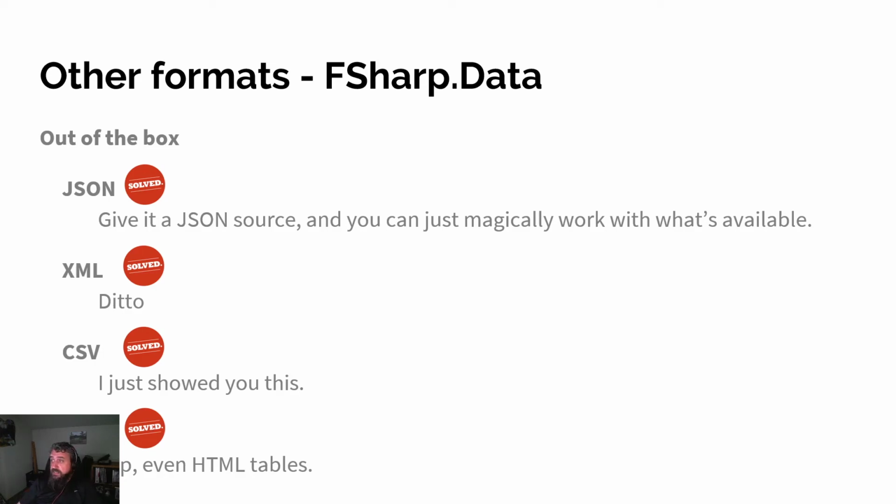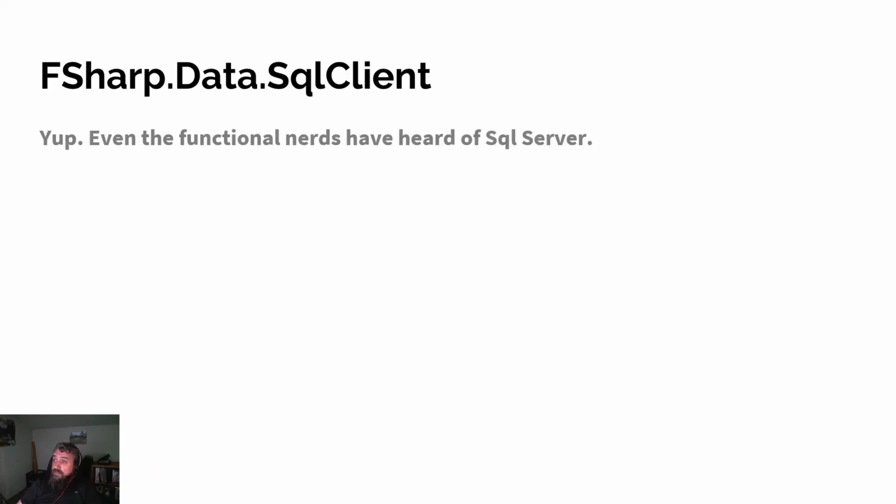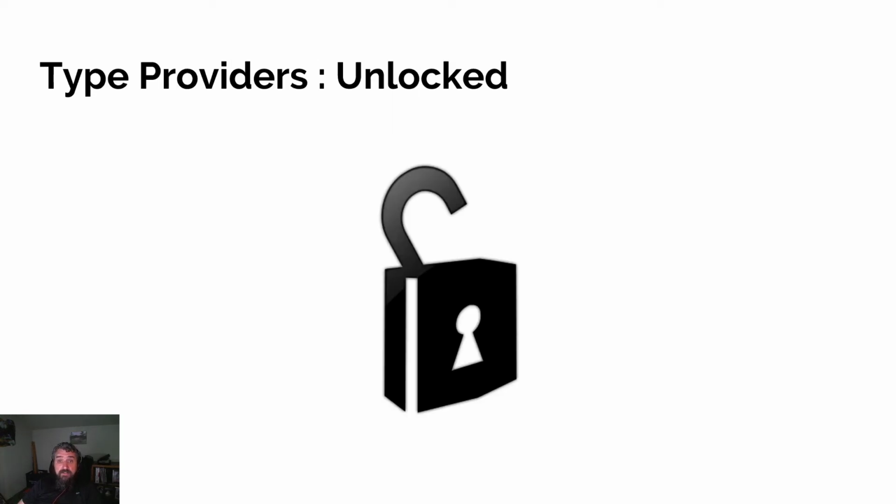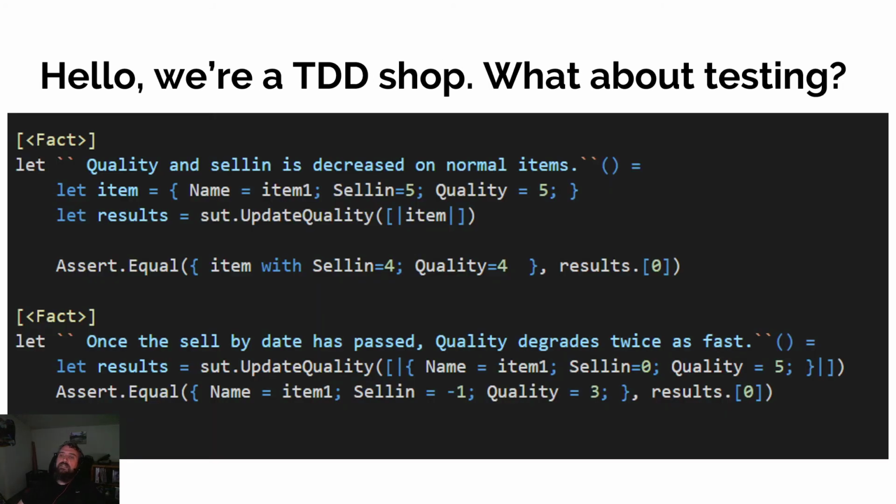So go ahead and take a look, see the F# data library. Also, F# data.SQL client, just in case you deal with SQL or Oracle or those kind of things. You can do that directly. Save some time. Type providers, super valuable. You get the types out of the box without having to worry about it. Providers are unlocked.